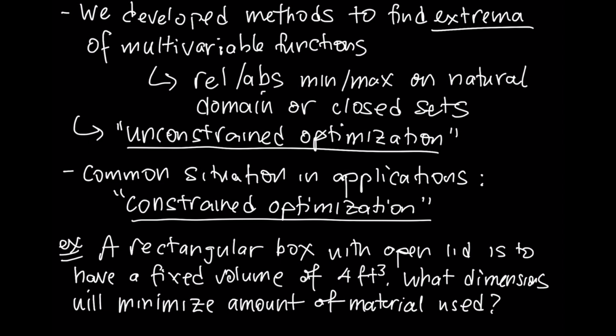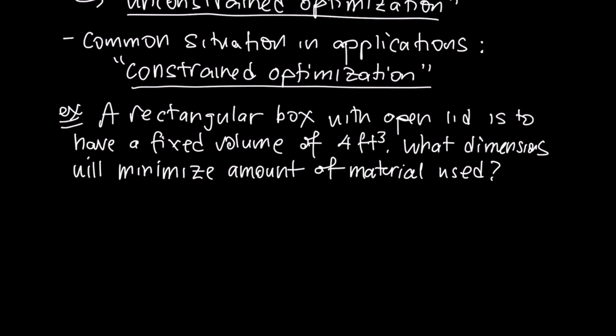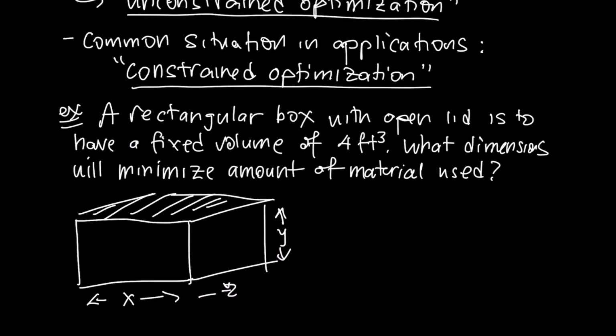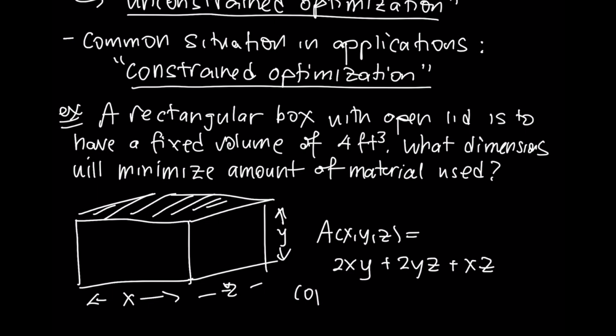So a rectangular box with an open lid has to have a fixed volume of 4 cubic feet. What dimensions of the box are going to minimize the amount of material used? It's helpful to just view a picture of this. Now remember that this is a box that's supposed to be open on the top. If this is x and this is y here and this is z, the surface area of this box, the amount of material, is going to depend on the faces: 2 faces that are xy in area, 2 faces that are yz in area, and then we'll have a single face that's xz. This is the function that we're trying to optimize.